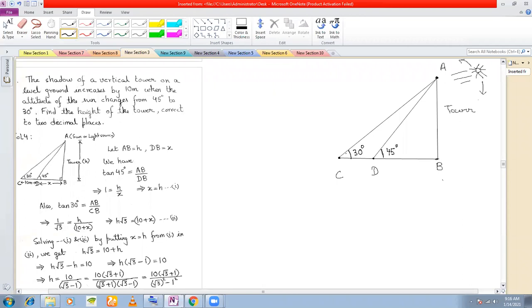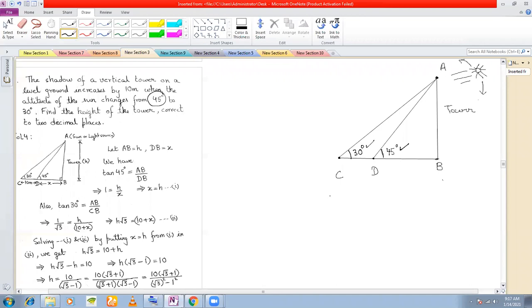30 degrees. You can also understand it in terms of angle of depression, the angle that the sun is making with the horizontal. If that angle changes from 45 degrees to 30 degrees, you can also understand it in terms of that. But I won't be concerned about the angle of depression when the angle of the sun is given to you. Remember that whatever angle the sun changes from, the higher angle will be the closer angle, closer to the tower. The lower angle will be the distant angle.